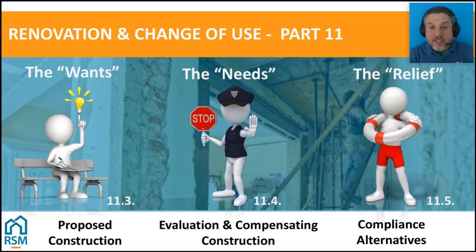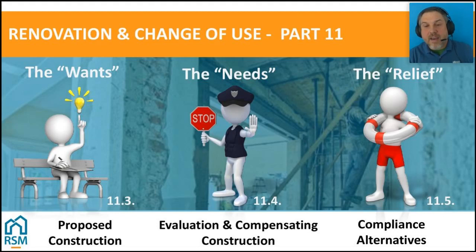Then there's the needs. There's the things that you are forced to do through evaluation. This section is very much like Part 10. That's why don't worry about Part 10 if you're in Part 11, because Part 11 essentially is the same type of thing as Part 10. So these are the needs. We're going to evaluate the existing building, and if there's certain triggers that are hit, then you are going to be required to do what's called compensating construction, and that is the needs.